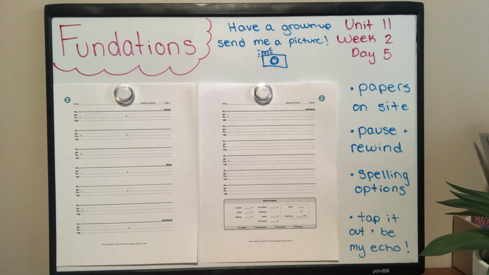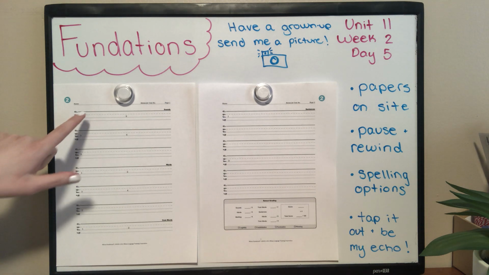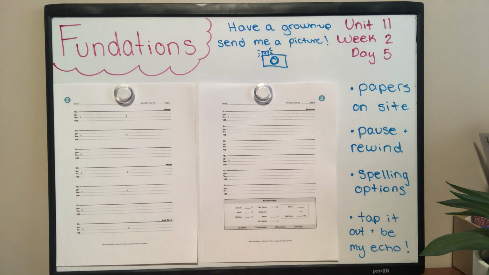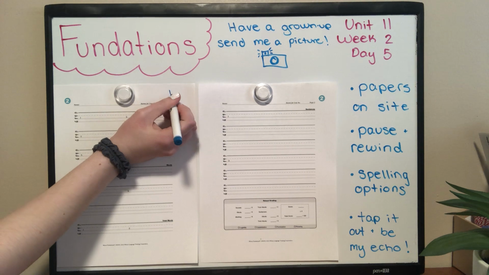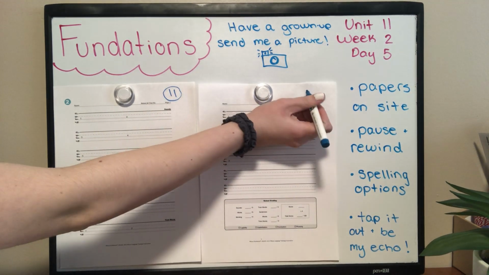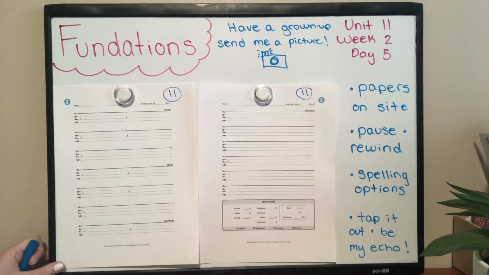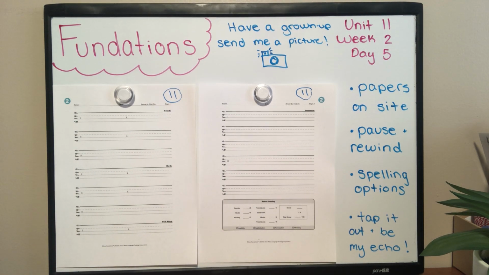So we're going to take a deep breath in and a deep breath out. And we got this. All right, and go ahead and get started. I want you to write your name on both papers so I know it's yours. And then I also want you to write an 11 and circle it on both papers for Unit 11, okay? Awesome. Cool beans, let's go ahead and get started.